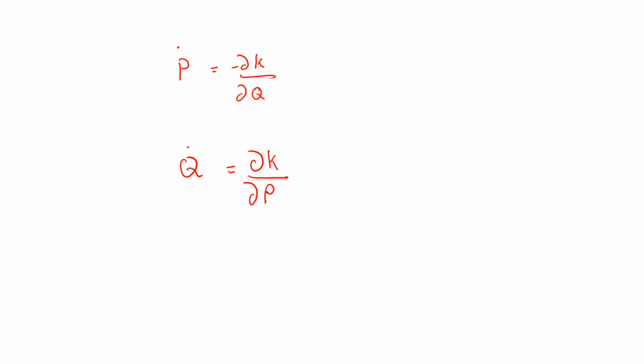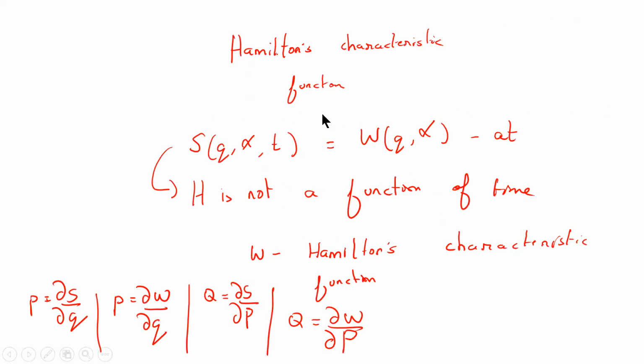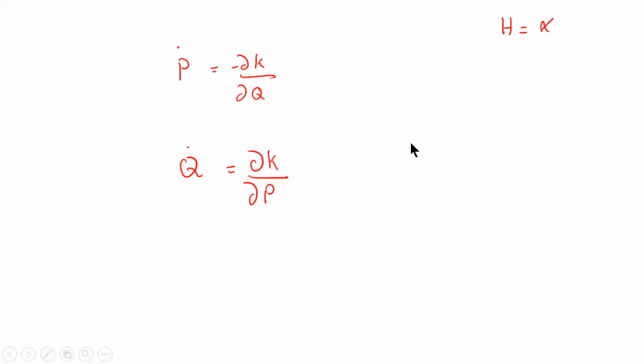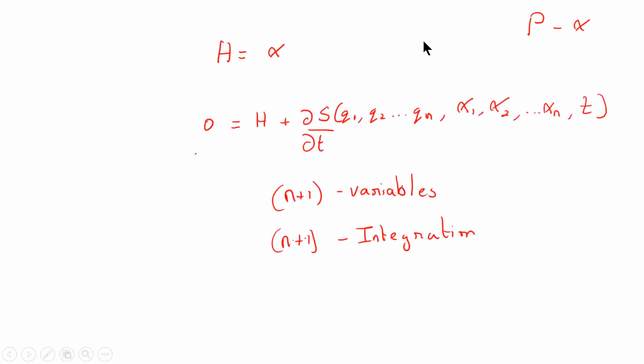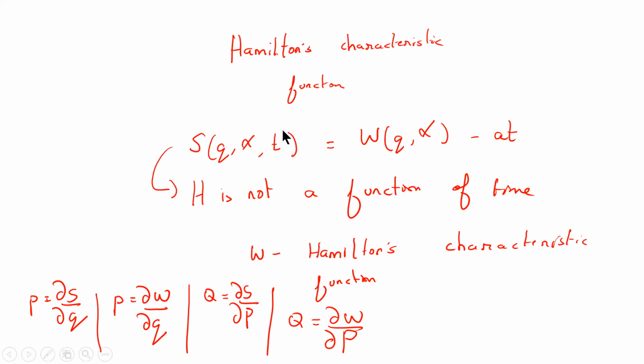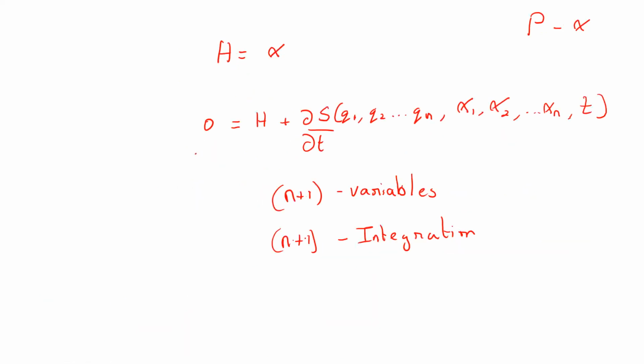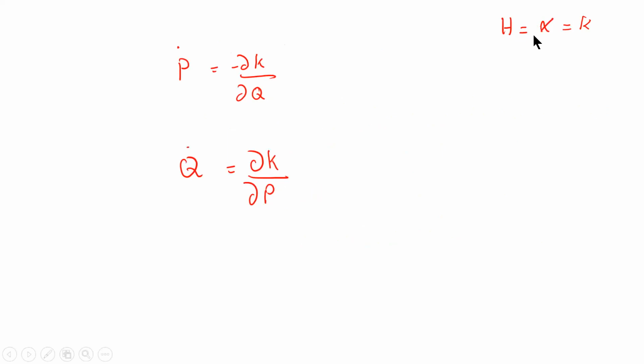So we have Q dot equal to dK by dP, right? So these are the Hamilton's equations of motion. Now notice here the Hamiltonian H is a constant. It does not depend on time. So the transformation generated by W will be such that K, the new Hamiltonian, is also a constant, the same constant, because it is not a function of time at all, right? The transformation generated by Hamilton's characteristic function W corresponds to a Hamiltonian that does not depend on time. Therefore, both the new and the old Hamiltonians will be the same.